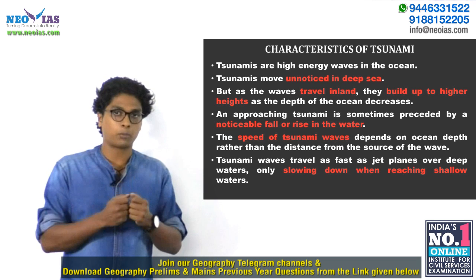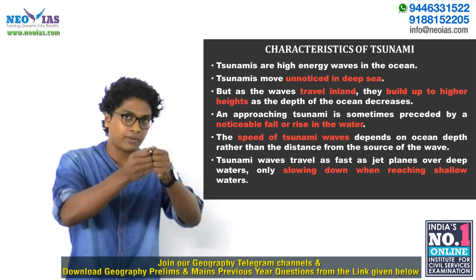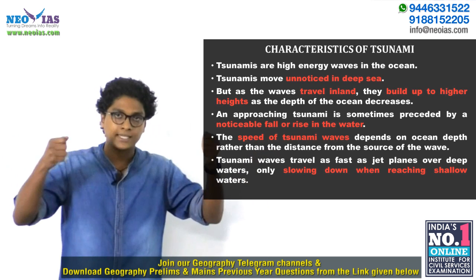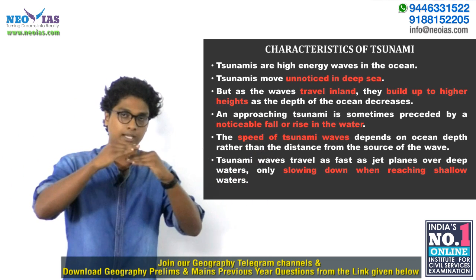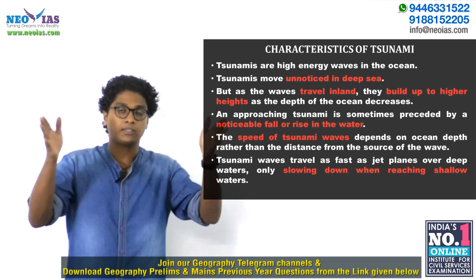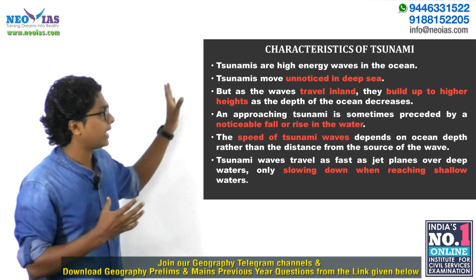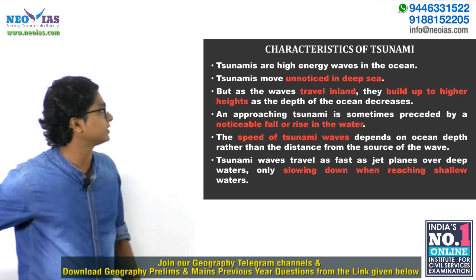So these are inversely proportional. Suppose a wave has high energy, the wavelength will be very long, right? In that case, the wave height will be less, right? But if sometimes a wave height is very high, then the wavelength will be less, right? This is a bit related to physics, and as I said earlier, as we proceed in the video, we'll see how this process is taking place.